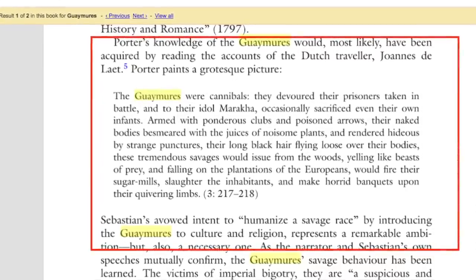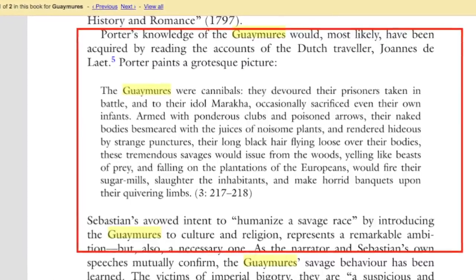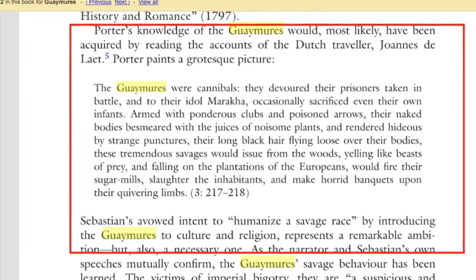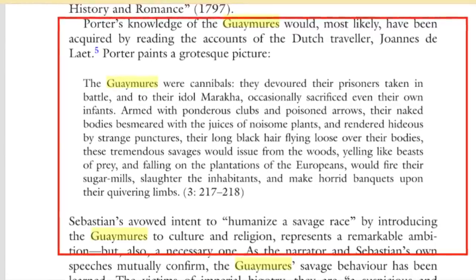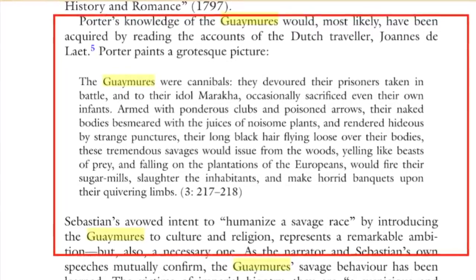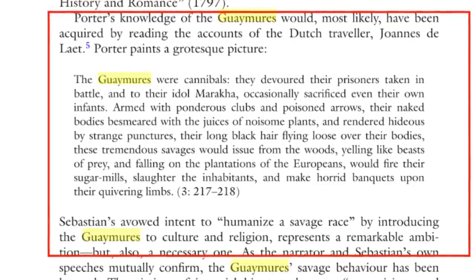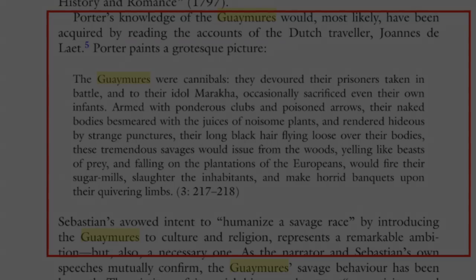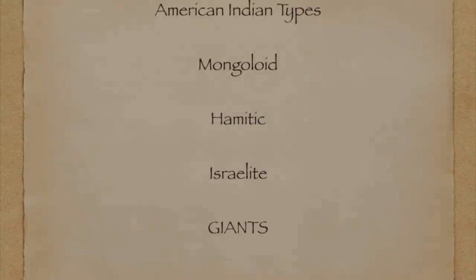These tremendous savages would issue from the woods, yelling like beasts of prey, and falling on the plantations of the Europeans, would fire their sugar mills, slaughter the inhabitants, make horrid banquets upon their quivering limbs. So again, you can see that these Gayamures, these giants, attacked the sugar mills. And that's why the Europeans knew about these Gayamures.